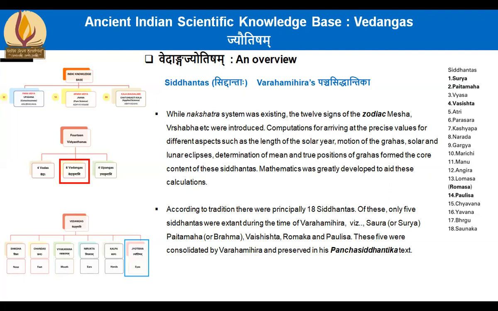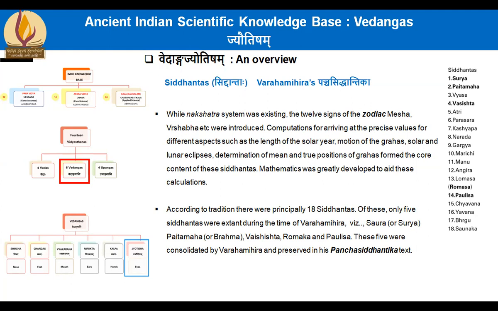Then computations for arriving at the precise values involved the understanding of the length of the solar year, motion of the grahas, solar and lunar eclipses, everything they had to take into consideration. So, to understand the movement of each and every graha, a great deal of mathematics was important, and thus they developed mathematics to aid these calculations.